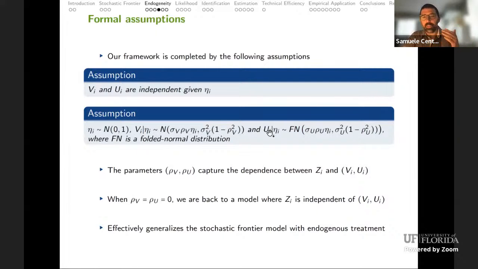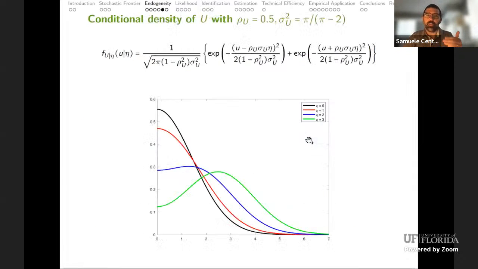So let me go a little bit into this folded normal distribution. Basically, this is the conditional PDF of u given eta. For those of you who are familiar with the standard stochastic frontier framework, when rho_u is 0, the density collapses to the truncated normal, the positive half normal distribution. So you see here, this black line is when eta is equal to 0, which is the same as saying that rho_u is 0 in this case. Numerically speaking, at least, this is a half normal distribution.